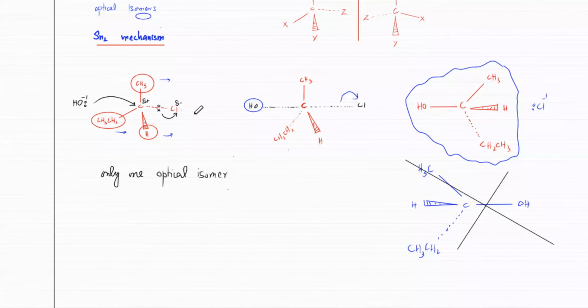I'm just saying if you have this optical isomer and the OH minus one reacts with it, it's always going to form just one optical isomer, one version of the optical isomer, not the other one. If there was the other optical isomer, then it would form the other one. So the point is, you only get one optical isomer formed, not the other one.